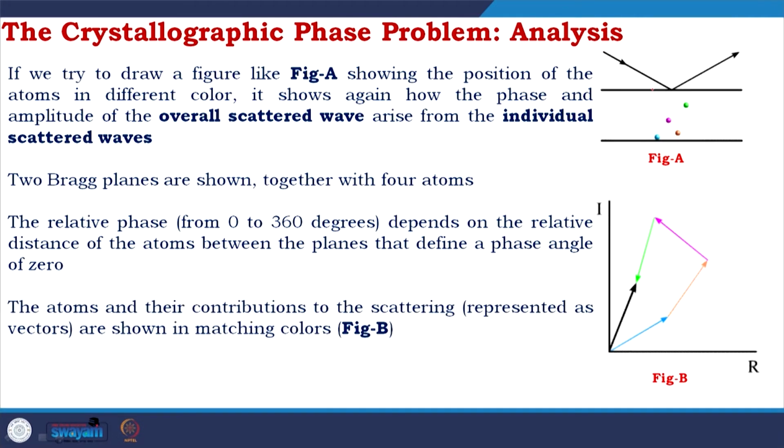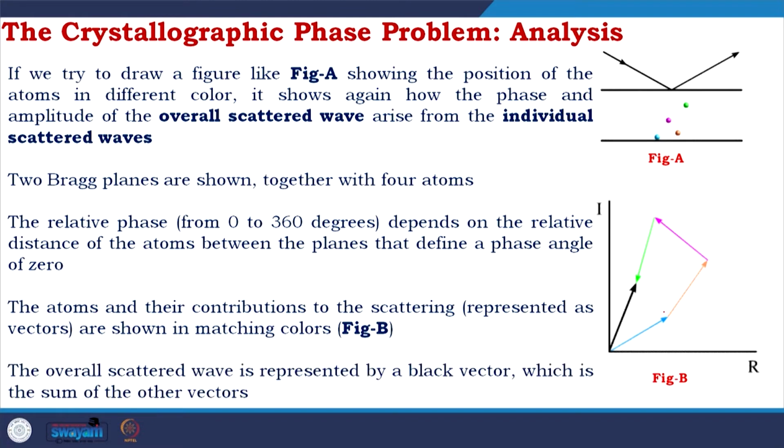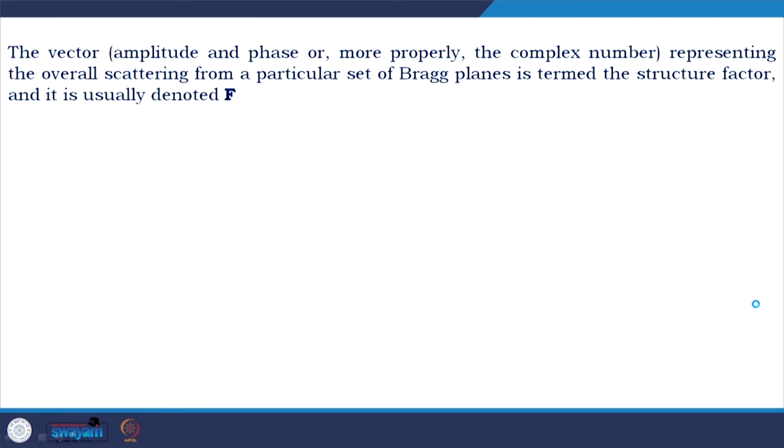If you look at the plot of imaginary and real in figure B, the atoms and their contributions to the scattering are shown in matching colors. The pink one is the pink atom, the green one is the green atom, the orange one is the orange atom, the blue one is the blue atom. The overall scattered wave is represented by a black vector, which is the sum of the vectors of all the other atoms. The vector amplitude and phase, or more properly the complex number representing the overall scattering from a particular set of Bragg planes, is termed the structure factor, usually denoted as bold F, bold to tell you this is a complex number.